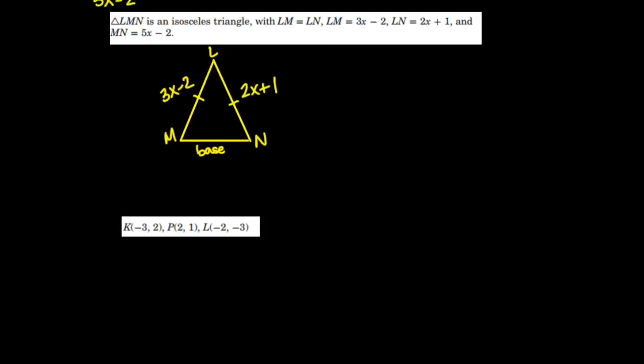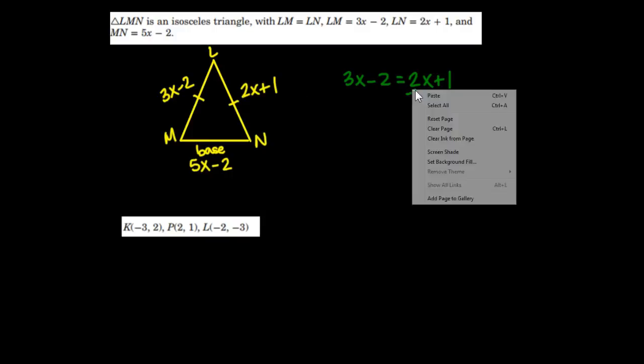All right, so we do know that LM and LN are equal to each other. They're equal in measure. They're congruent. The sides are congruent. So I know that 3x minus 2 is equal to 2x plus 1. And so I can solve this equation for x, and then I can find out the values of my side lengths. The missing piece is the value of x. Without it, I don't really know how long LM and LN are. I know that they're equal to each other, but I don't know their length.